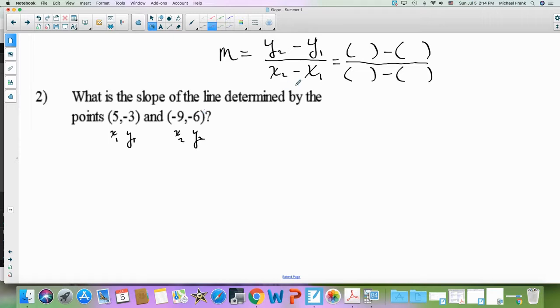Well, the y2 is my -6, and my y1 is -3. My x2 is -9, and my x1 is +5. Now, here I am going to recommend that you use your calculator because it's good practice to try this in your head. I happen to know that -6 minus a -3 is going to be equal to -3, but I have a lot of practice in that.